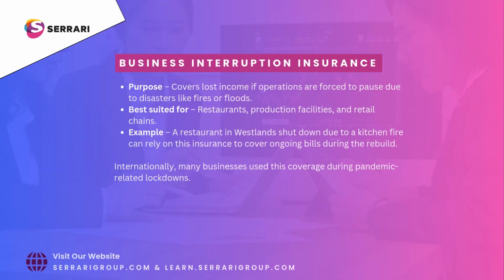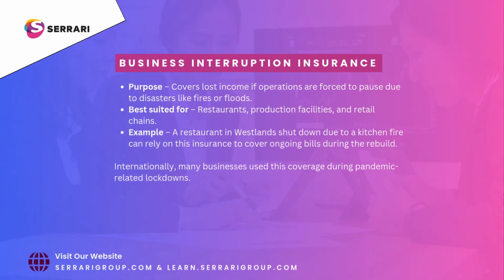Business interruption insurance. Purpose: covers lost income if operations are forced to pause due to disasters like fires or floods. Best suited for restaurants, production facilities, and retail chains. Example, a restaurant in Westlands shut down due to a kitchen fire can rely on this insurance to cover ongoing bills during the rebuild. Internationally, many businesses used this coverage during pandemic-related lockdowns.